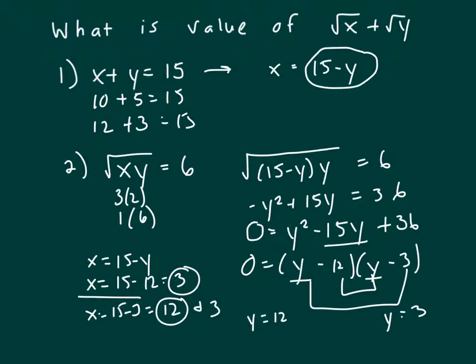So it doesn't matter. You've got square root of x plus square root of y. We don't have to know which is x and which is y. We know we have a 12 and a 3. So that answers the question. So the answer would be C.